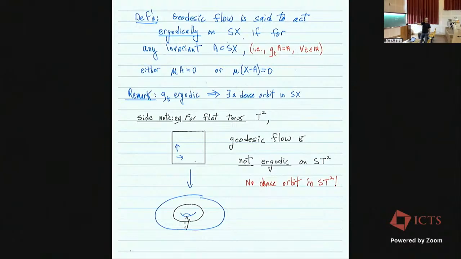The geodesic flow is said to be ergodic, or to act ergodically on the unit tangent bundle, if whenever you have an invariant subset of the unit tangent bundle, such as this for every T, then either the measure of that invariant set is 0 or its complement has measure 0. So there's nothing non-trivial that's kept invariant. By the way, the measure of the full unit tangent bundle could be infinite, and it is infinite when the surface is infinite type, for instance.